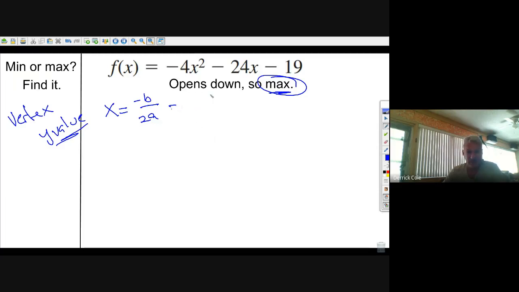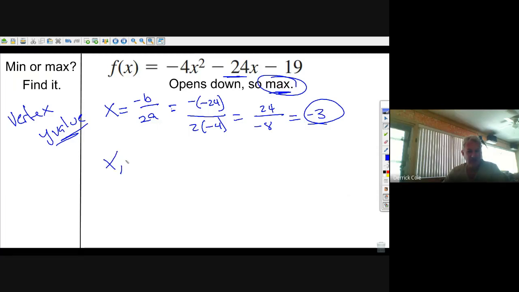All right, negative b over 2a. So here's negative b. It's negative 24 over 2 times negative 4. So this becomes positive 24, and then I'm going to put that over negative 8, and this becomes negative 3. So my x value of the vertex is negative 3.